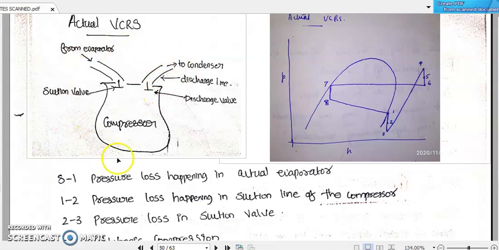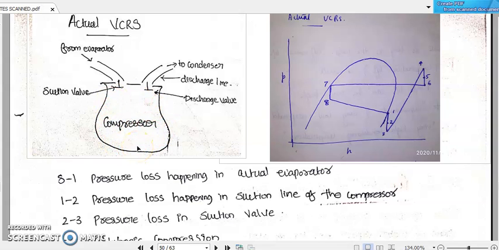So wherever this refrigerant is flowing throughout our refrigerator circuit or piping circuit, there will definitely be some amount of pressure loss happening at each and every point. So when we are considering the performance of an actual VCRS, or actual vapor compression refrigeration system, we need to consider all such pressure losses.